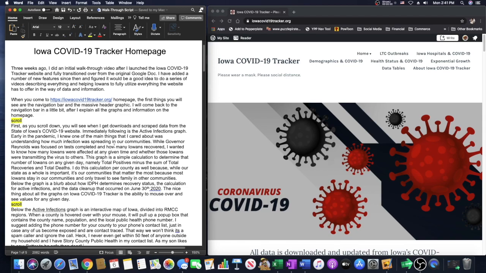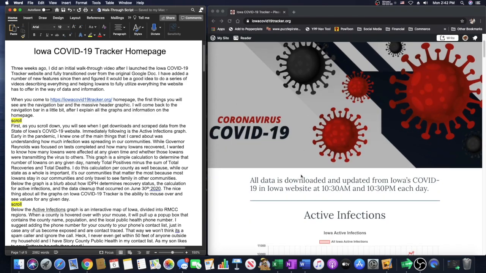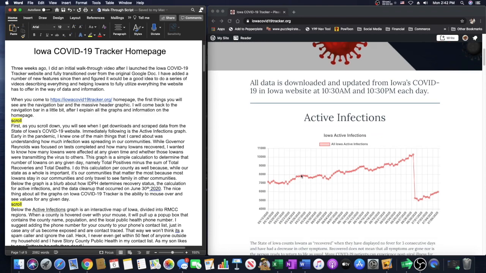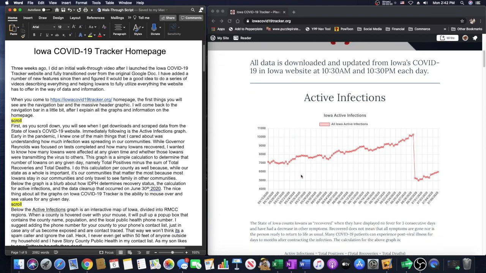When you come to the homepage, the first things you will see are the navigation bar and the massive header graphic. I will come back to the navigation bar in a little bit after I explain all the graphs and information on the homepage. First, as you scroll down, you will see when I get downloads and scraped data from the state of Iowa's COVID-19 website. Immediately following is the active infections graph.